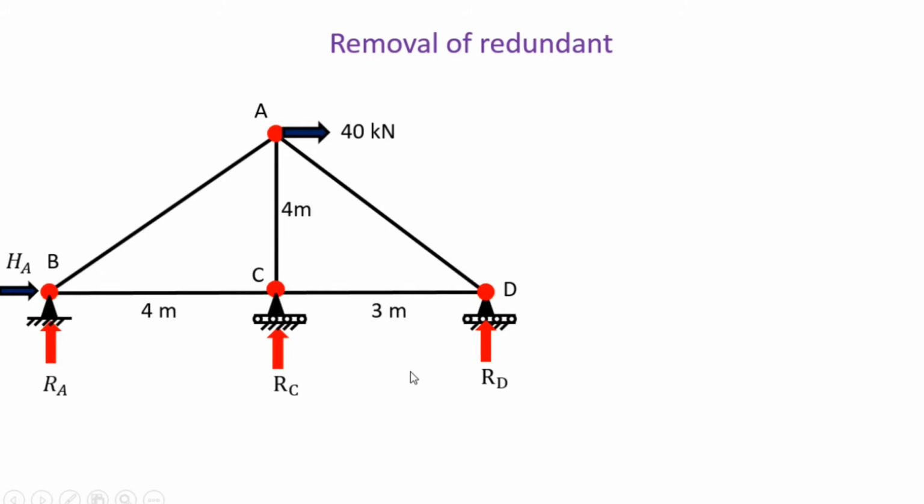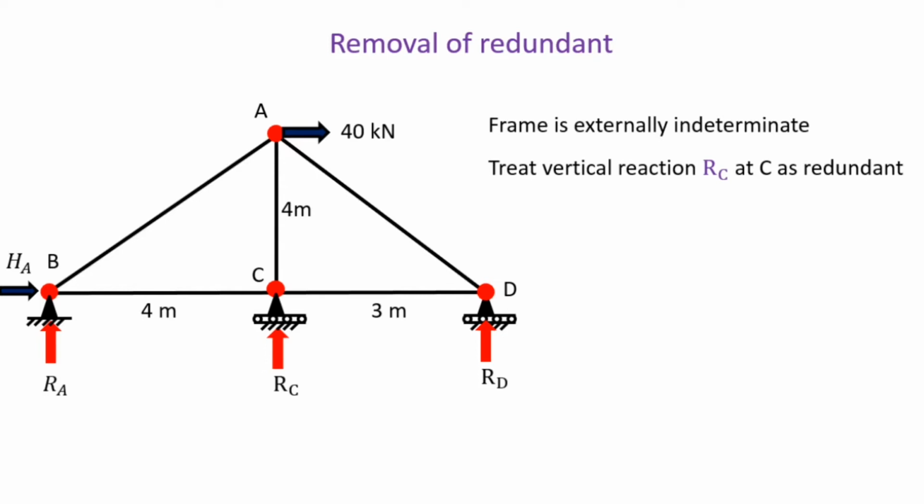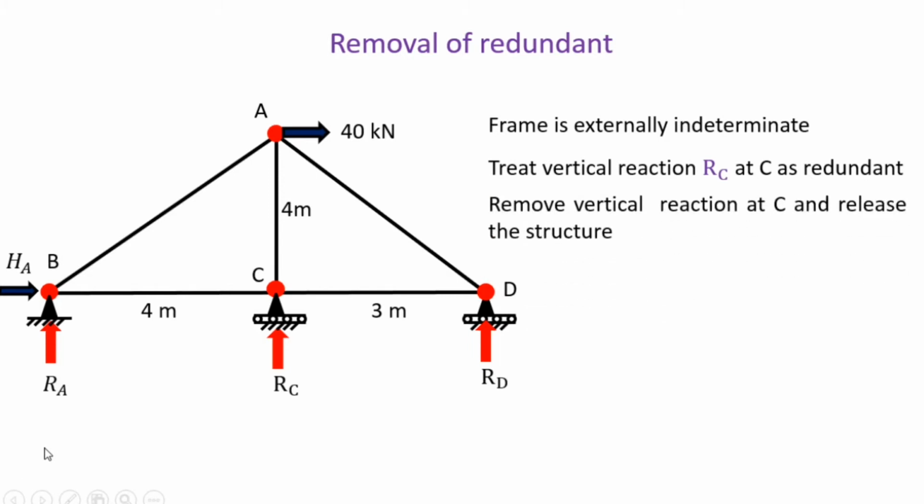Now, removal of the redundant. This frame is an externally indeterminate frame, so we are treating the vertical reaction RC as a redundant. Here we remove the vertical reaction at C and release the structure. The next step is to apply the unit force at the joint C. So we are applying the unit force at the joint C.